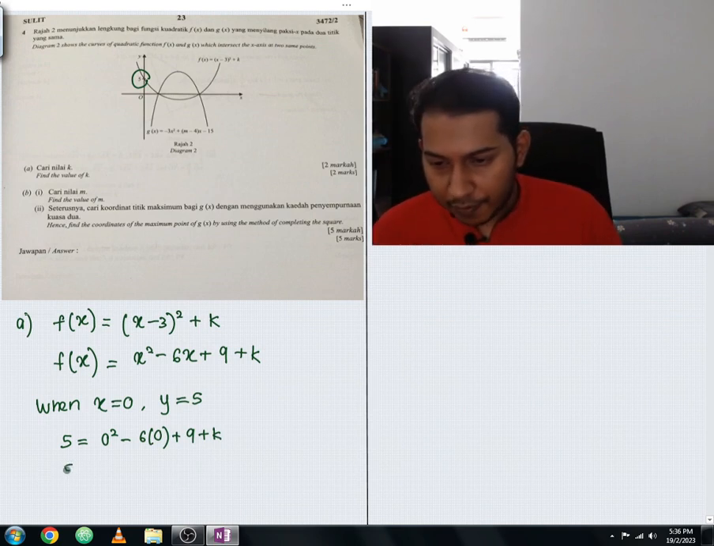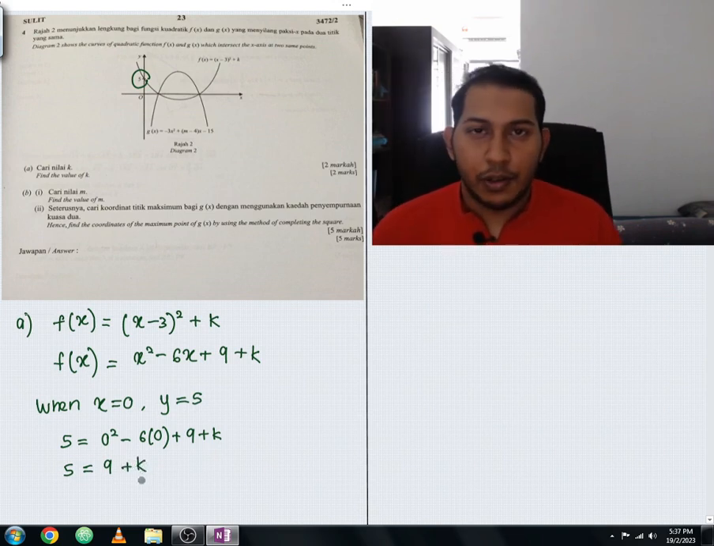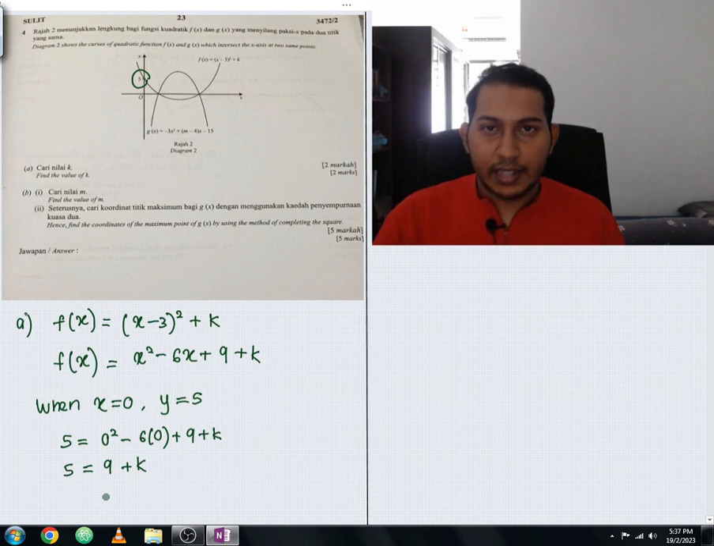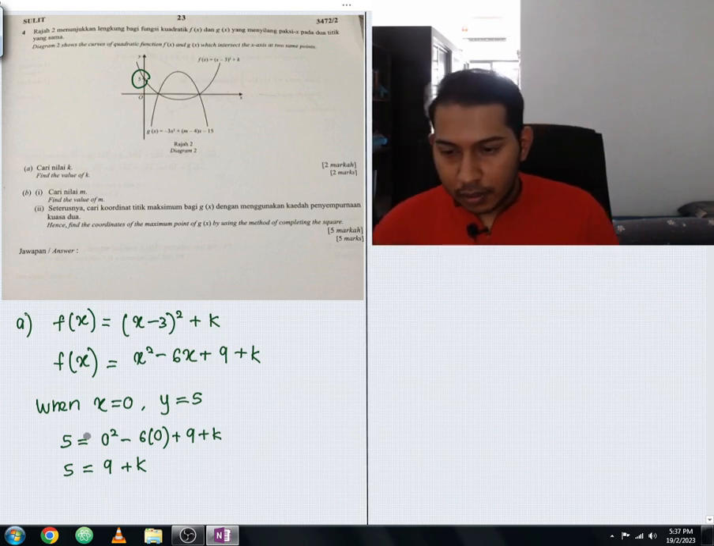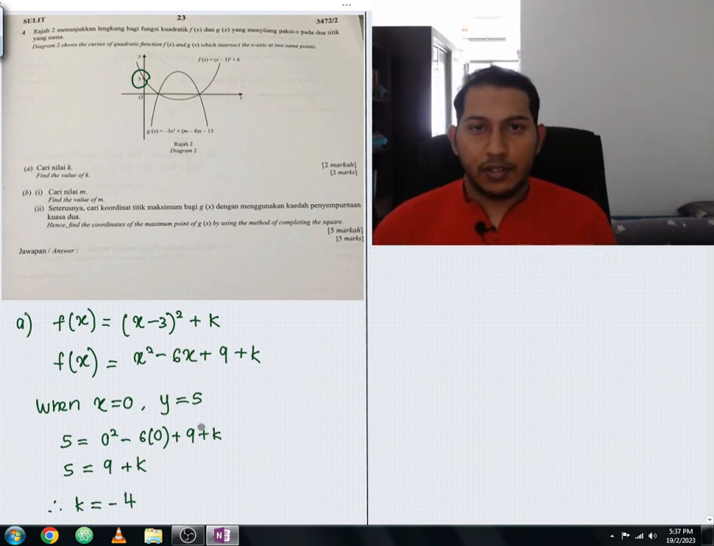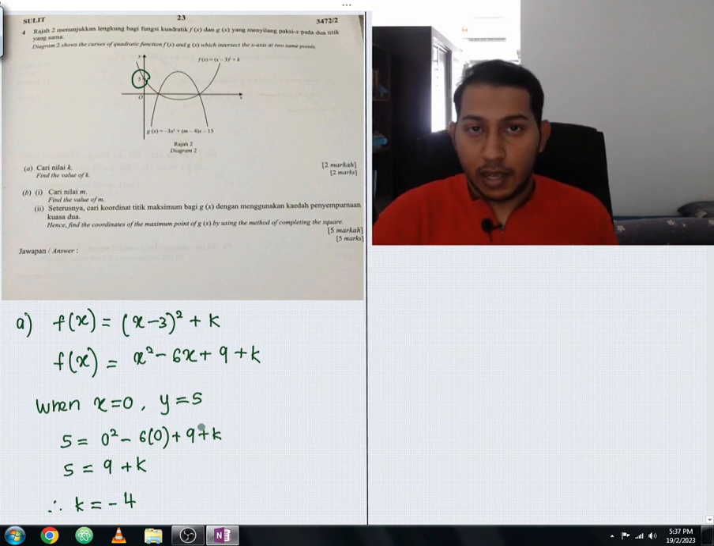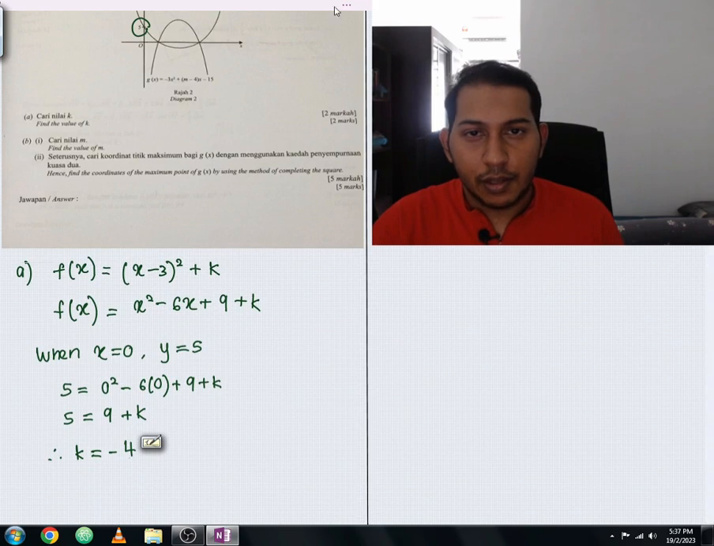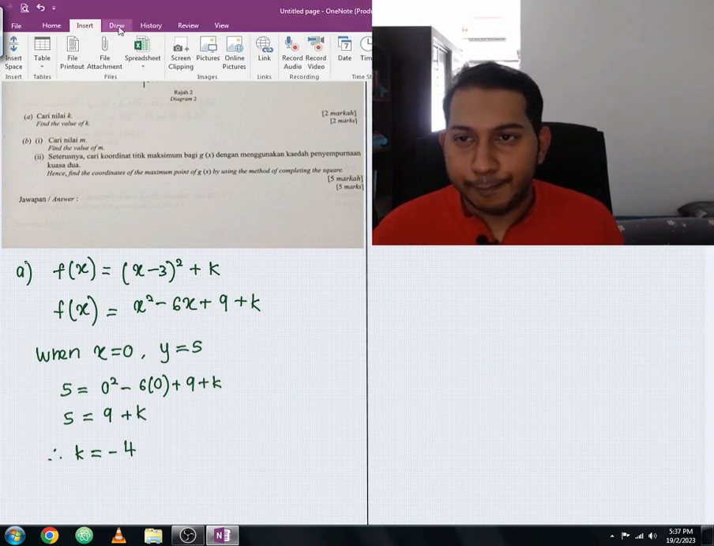So from here you get 5 equals 9 + k. To find k, you're going to move 9 from the right-hand side to the left-hand side. So you should get k is equal to −4. So this is your answer for question part A. Very straightforward, and it's a short question. Let me underline the solution for question part A.